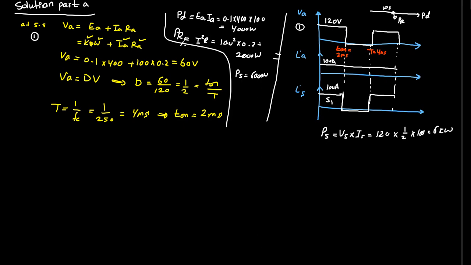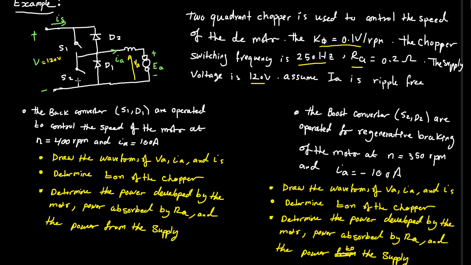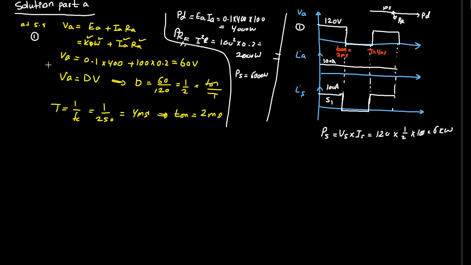Now, what about the second part, when the switch S2 and D2 is acting as a buck converter? The speed was 350 RPM, and the current is minus 100. Here we are in the regenerative braking. So, part B, let's say.